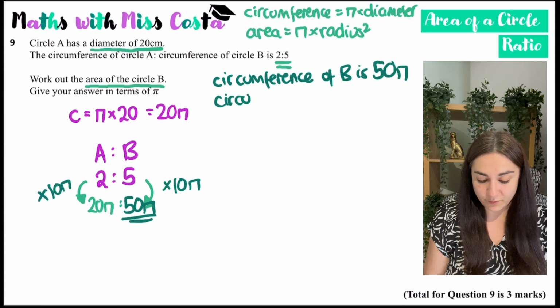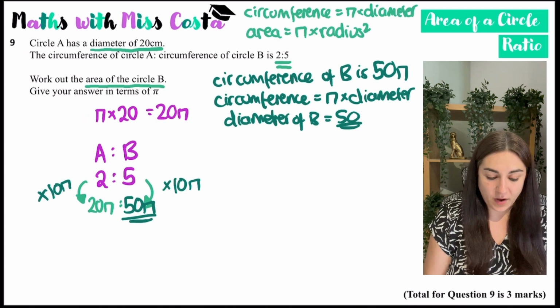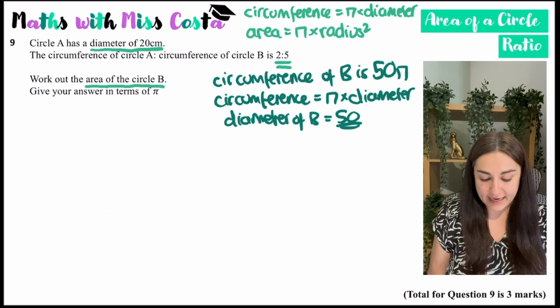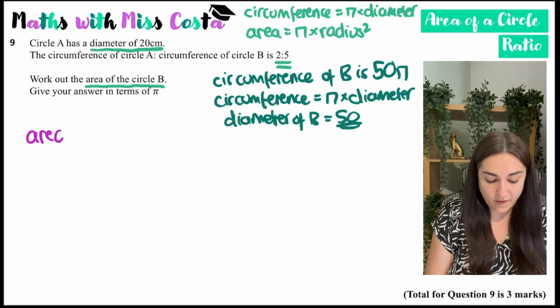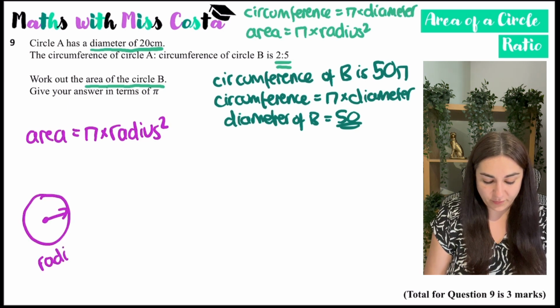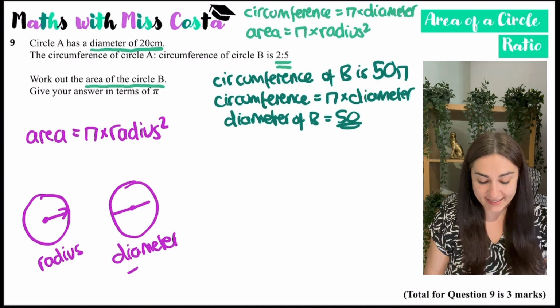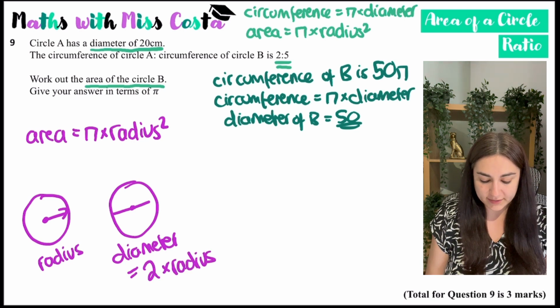Now, how do I find circumference? It's literally pi times by the diameter. Therefore, I know that the diameter of B is 50. Now, I need to work out the area of the circle, and in order to work out the area of the circle, I need to find what the radius is. The area is pi times the radius squared. Now, just as a quick recap, the radius is the line from the centre of the circle to the outside, and the diameter is a line from one side of the circle to the other going through the centre. So a diameter is 2 lots of the radius.